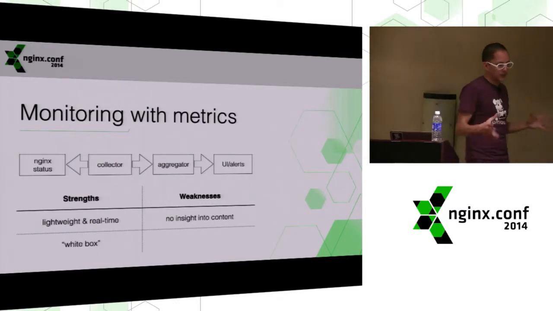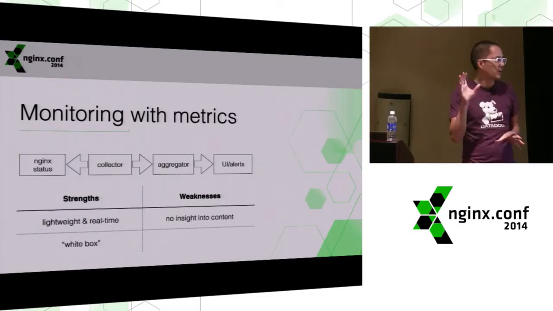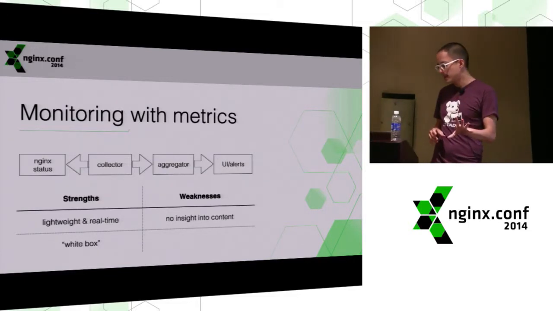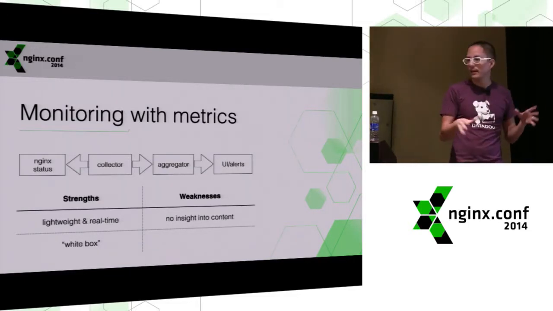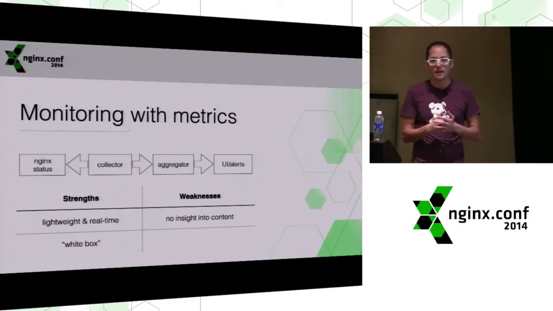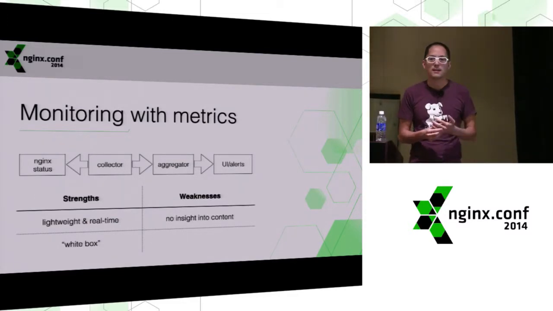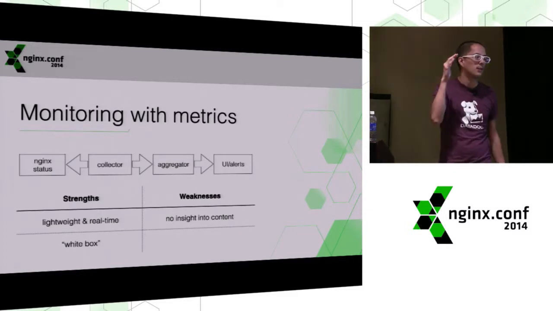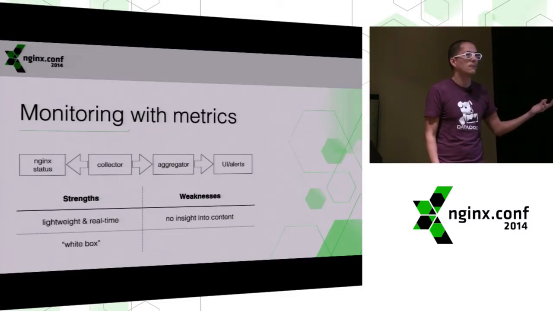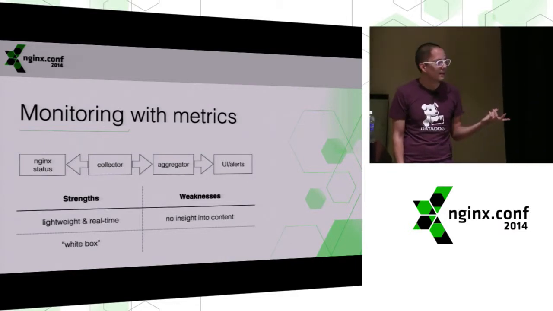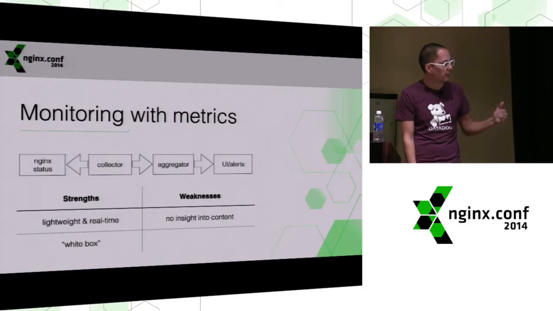So when you do this approach to monitoring, again, it has strengths and weaknesses. The strength is that it's really lightweight compared to shuffling gigs and gigs of logs every minute or every second. It's just a simple JSON. Even in Plus, the JSON is going to be a couple of Ks, and you can get it every second if you want. It's orders of magnitude less data that you have to shuffle around.